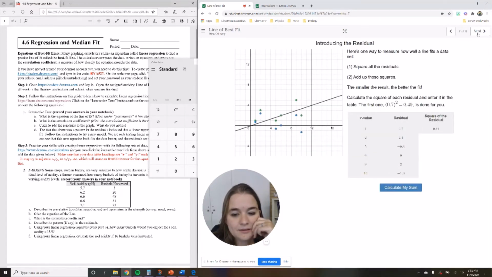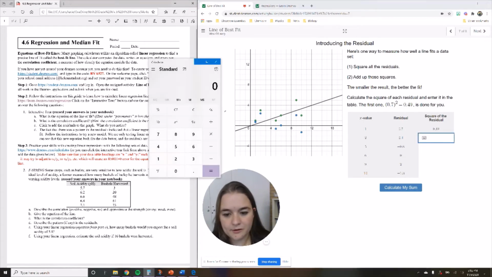Well, now we're going to talk about the square of the residual. And this part here goes a little farther than what your textbook does, but I think it's a really useful way of analyzing the correlation coefficient. So we're going to square each of our residuals and then add them up. And the smaller the r squared value is, the better the line of fit is. So we're going to calculate the square of each residual and enter it into the table. The first one of 0.7 was done for us. So let's calculate our other residuals here.